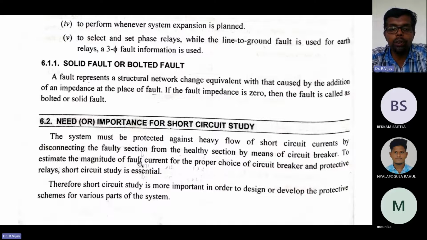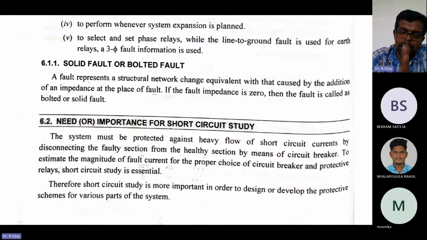To estimate the magnitude of the fault current for proper choice of the circuit breaker and protective relays, short circuit study is essential. So for studying that fault, or to estimate the magnitude of the fault, for the correct choice of circuit breaker as well as the relays, short circuit study is essential. You need to do this prior.